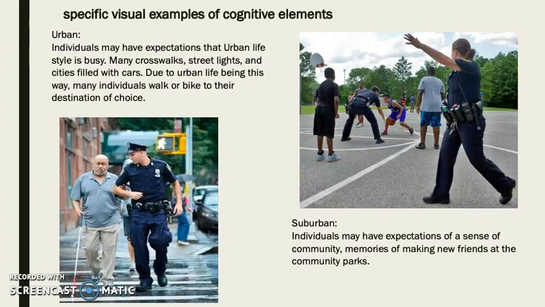Here are some specific visual examples of cognitive elements in each of these. First, we have the urban on our left. The individual may have expectations that urban lifestyle is very busy, like many crosswalks, street lights, and cities filled with cars. So due to the urban lifestyle being this way, many individuals typically walk or bike to their destination of choice. So this law enforcement officer, again, is helping a local individual cross the crosswalk safely to reach their destination.